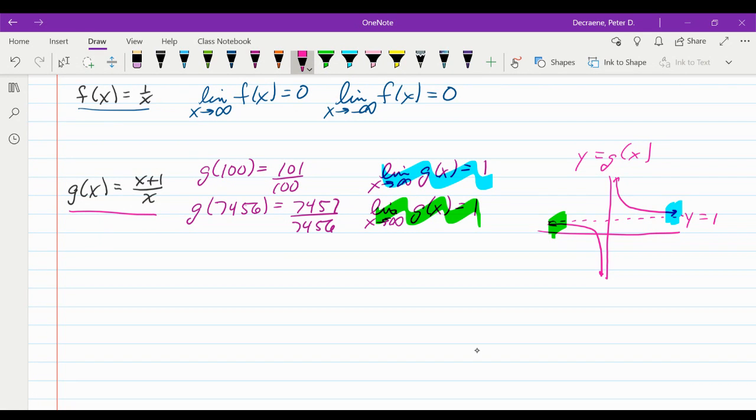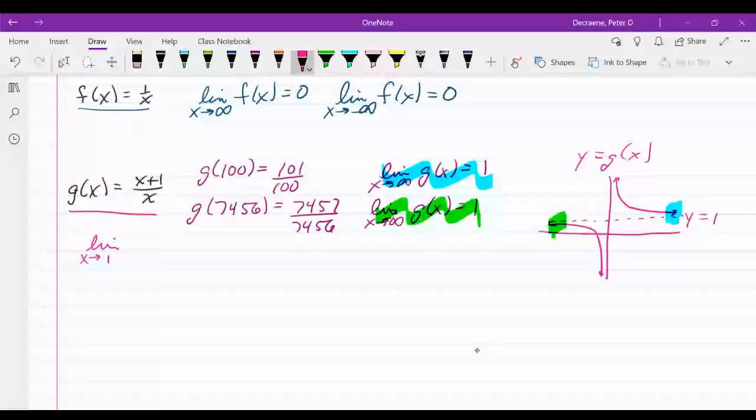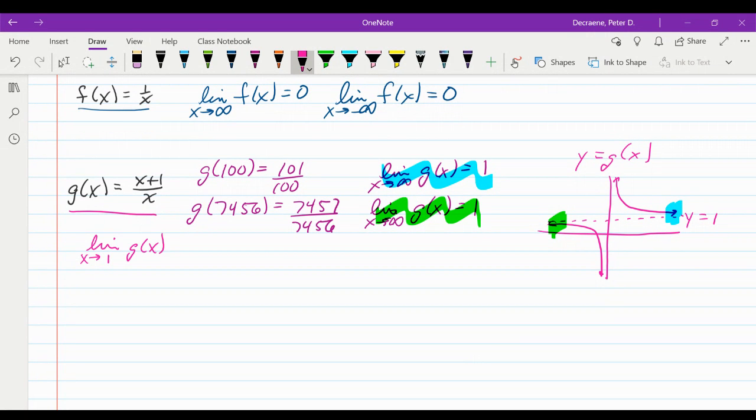So let's talk about the limit as x goes to 1 of g of x. Now, at x equals 1, the graph is continuous. We've got that value right there. So since the graph is continuous, we can just plug in the value. That's going to be (1 plus 1) over 1, which is 2.